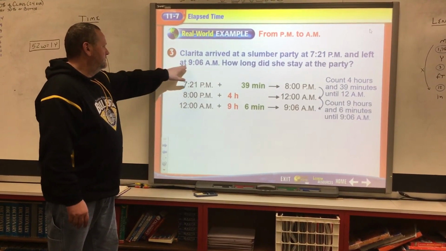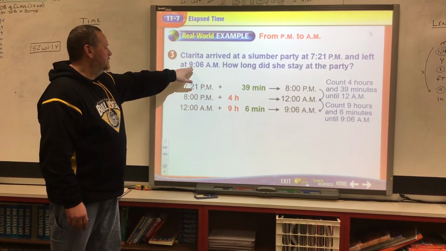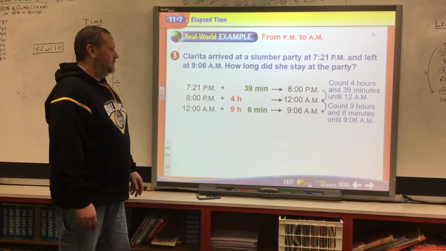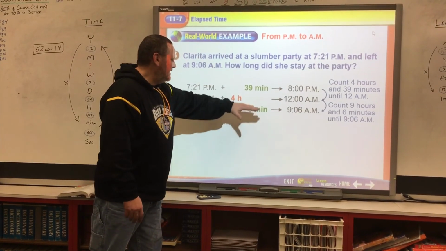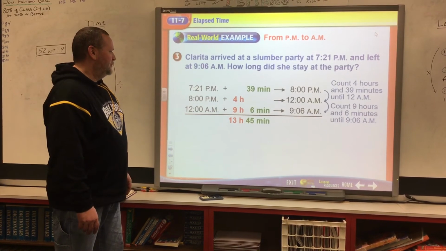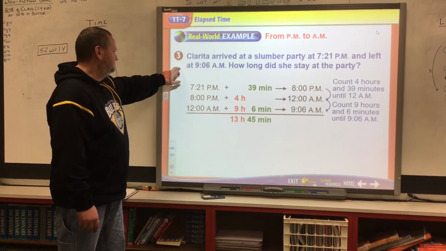And then it's going to be 9 hours and 6 minutes to get to the 9:06 a.m. So if you add those minutes and the hours, you end up with 13 hours, 45 minutes.